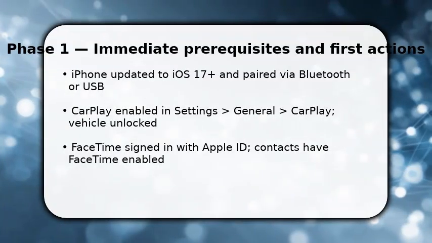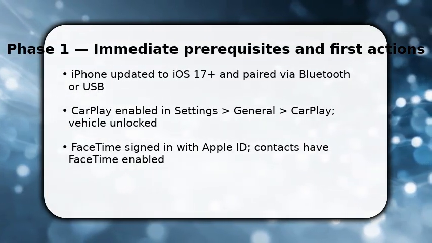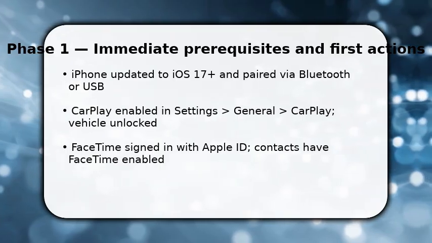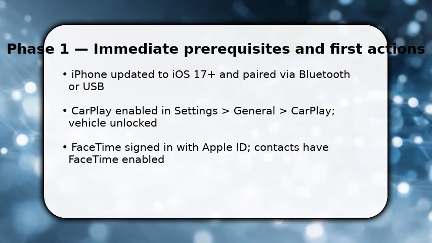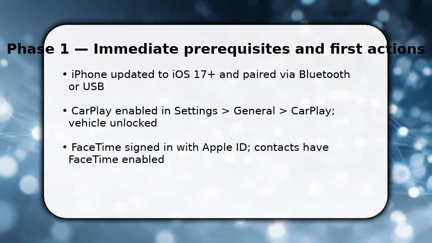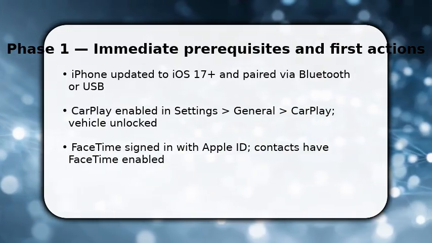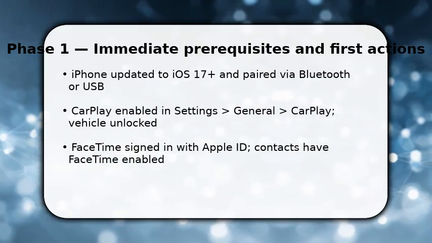You need the essentials first. Make sure your iPhone is running iOS 17 or later and paired to CarPlay via USB or Bluetooth. Once done, open Settings, General, CarPlay and confirm your vehicle appears. Make sure FaceTime is signed into your Apple ID. Now, start CarPlay on the head unit and unlock the iPhone if prompted. This allows permissions to pass through.